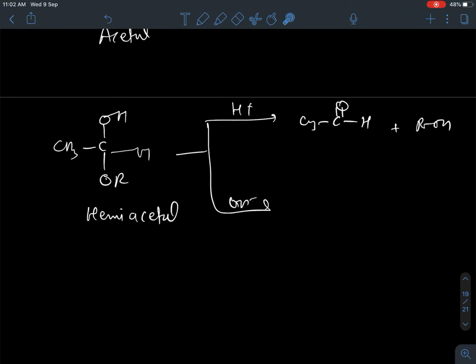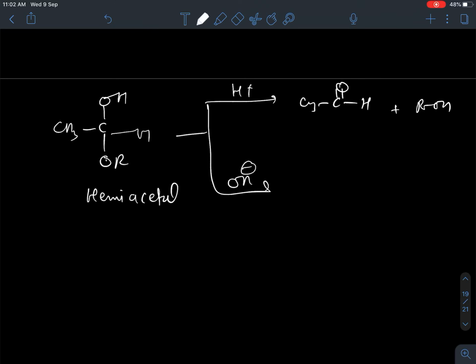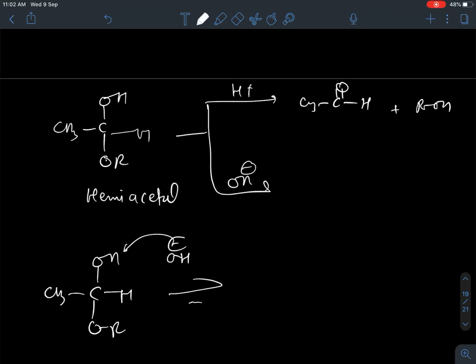But if you think about this in basic medium, then in basic medium will it be stable? So the answer is no, it will not be stable. In basic medium, this can attack and deprotonate the hydrogen of oxygen quite readily. This OH minus can, although this reaction is reversible, but this attack is quite fast and reversible.